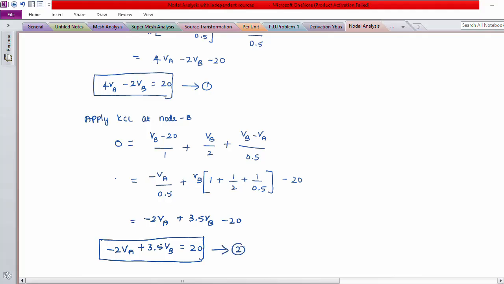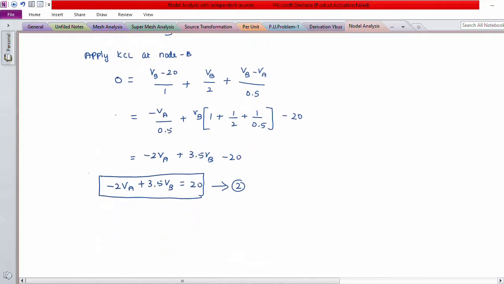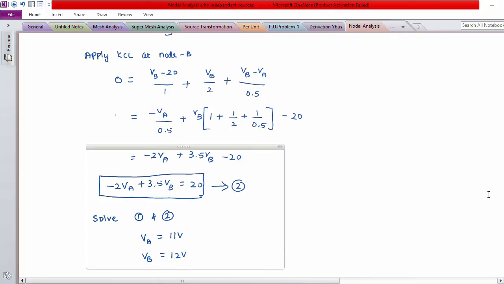Now we can solve equations 1 and 2. Either we can use Cramer's rule or we can simplify with the help of a calculator. If you solve equations 1 and 2, we get the values for voltages VA and VB. By solving the equations, we get the node voltages VA equal to 11 volt and VB equal to 12 volt. But still the problem is not completed.